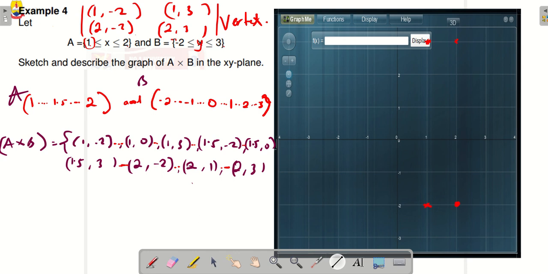Let me use a different color. We'll have this to here, to here, then finally we join it here. So this is the Cartesian product of this given set. The Cartesian product of this given set. This region.